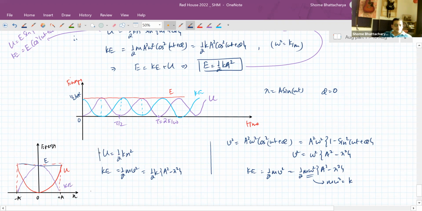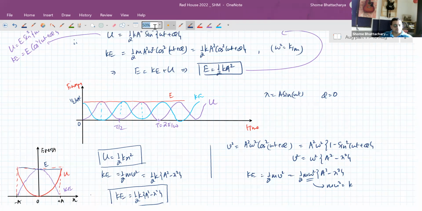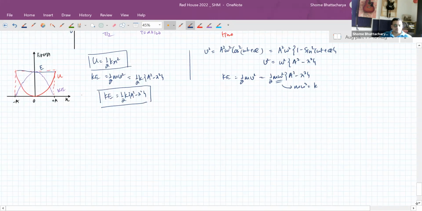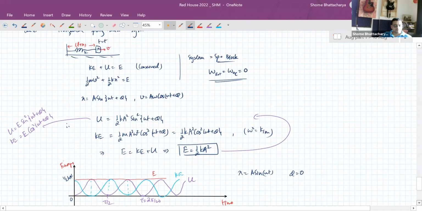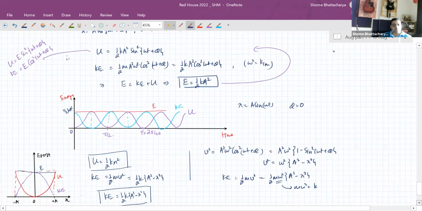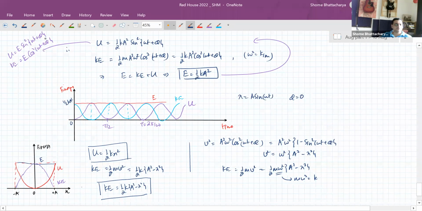So these are important for kinetic energy and potential energy as a function of x or the position. And the above ones are important as kinetic energy and potential energy as a function of time. We've written these.